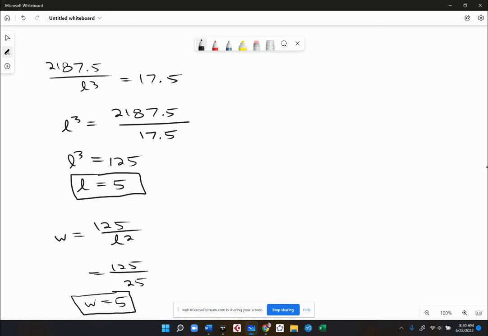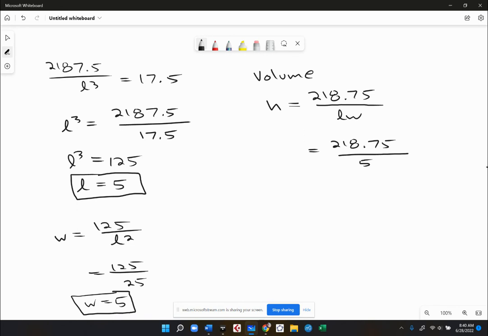And then, let's see, what else do we need? We need H. So to get H, let's use our original volume thingy. Although actually we already had H in terms of W and L as well. So let's just use that. It's really doing the same thing, just two different ways. We know that H has to be the total volume divided by L times W. So that's 218.75 over 5 times 5, which is 8.75 feet or whatever it was. Okay, so the height is different.